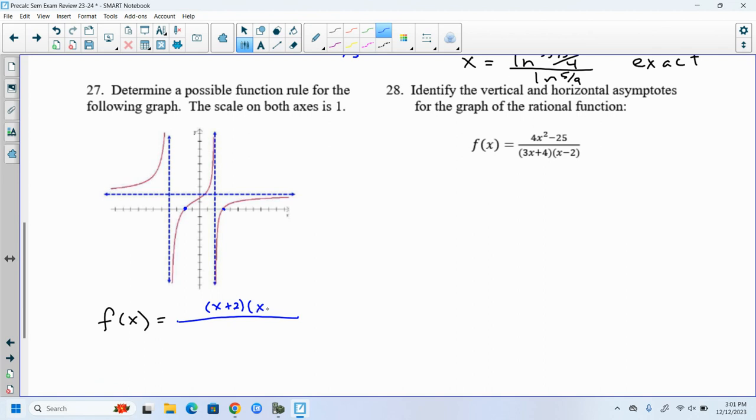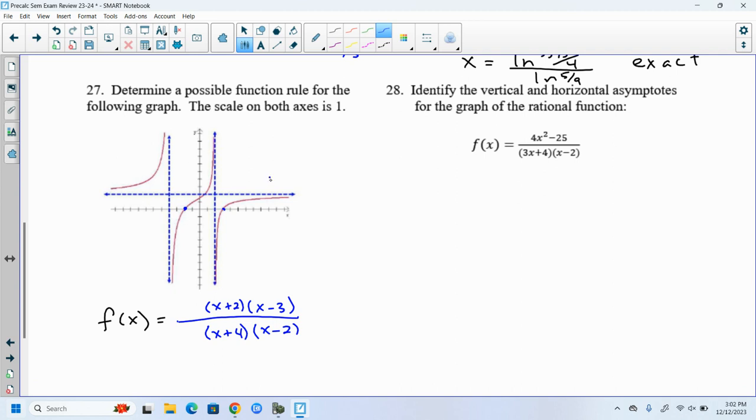This one hits at +3, so it means we have a factor of x minus 3. Your vertical asymptotes determine your denominator. That is a vertical asymptote at -4, which means we have x plus 4 as a factor, and then we get 2, which means x minus 2 is a factor.